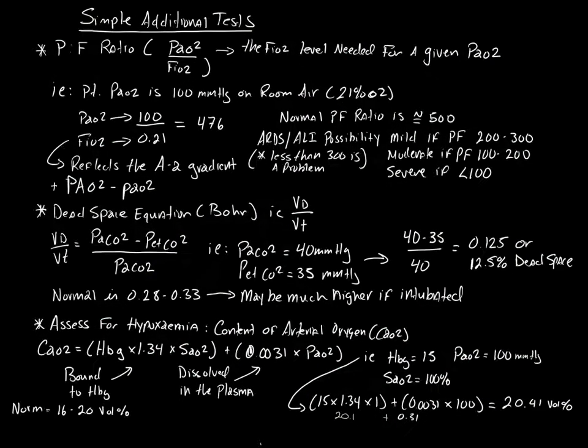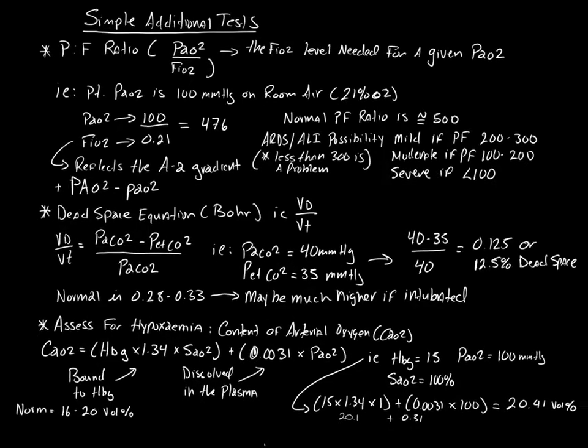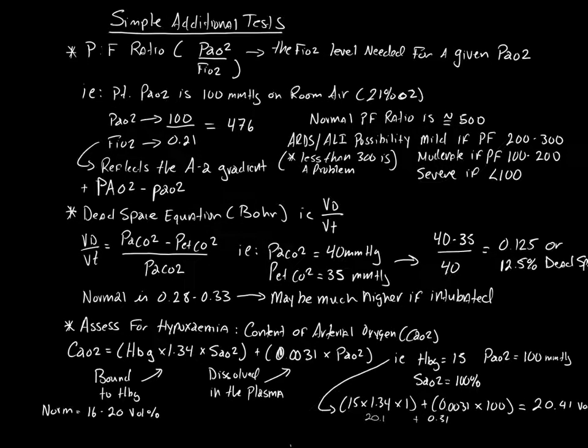Okay, so here are some additional tests, and we've gone over these formulas already, but let's just make sure that we are good to go here. So you guys remember the PF ratio, right? How do I calculate the PF ratio? PaO2 over FiO2. Good. So the PaO2 divided by the FiO2. And basically what this tells us is the FiO2 needed for a given PaO2.